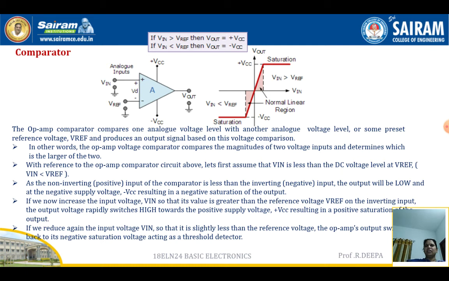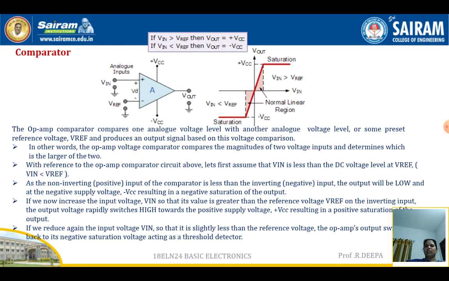Now I am increasing the input voltage, and if the input voltage Vin is greater than V reference, the comparator output will be saturated to plus VCC. Again it is shown in the graph as plus VCC. Thus I am comparing the input voltage with a reference voltage, and if it is greater than that, it is going to be at plus VCC. If it is less than the V reference, it is going to be at minus VCC.